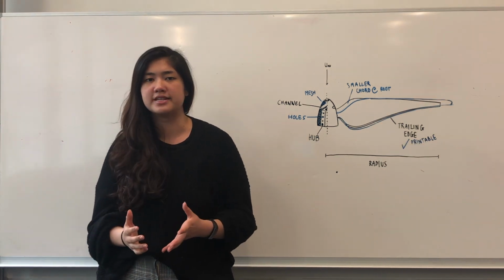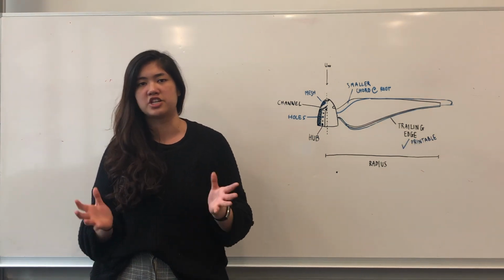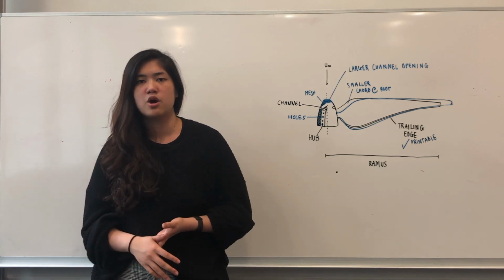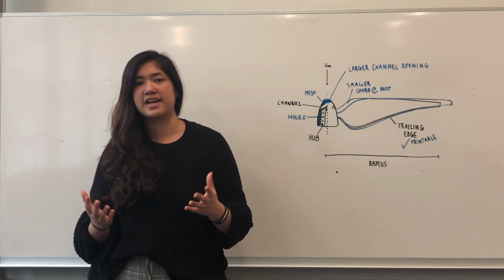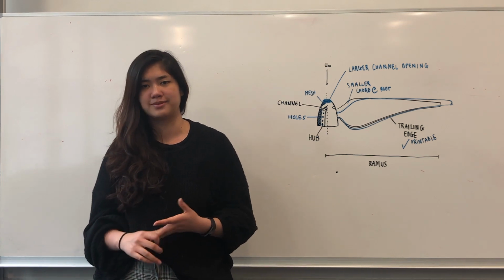The last improvement is adjusting the channel to have a larger diameter at the opening, which would have been much more ideal in effectively diverting the flow, along with an added benefit of reducing the mass of the hub.